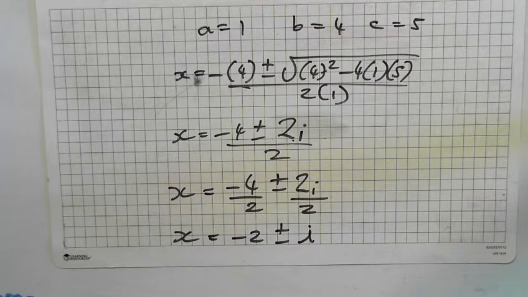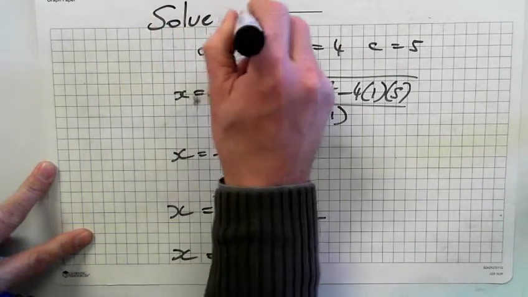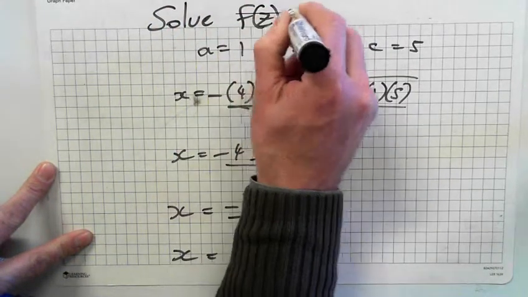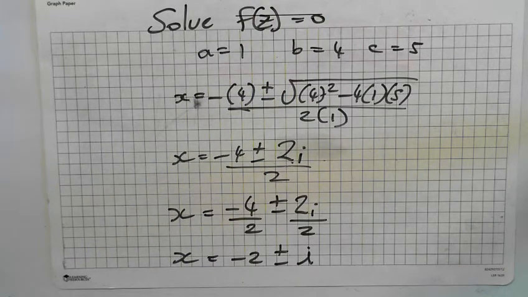So solve, that's what you have to do for part 4. Solve f(z) equals 0. Find the two complex roots. Is that one okay?